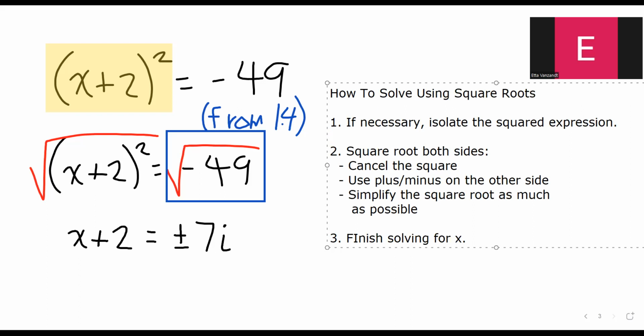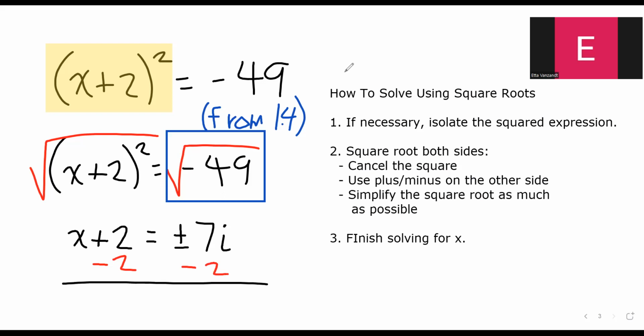Because remember, this is goal oriented. Your goal is to get the x by itself. So every move that you do is geared towards that goal. In this case, the only thing I have to do now is get rid of the plus 2. So I'm going to do a minus 2 on both sides. That will let me cross out the plus 2 and the minus 2, which gets my goal. My goal is to get the x by itself.